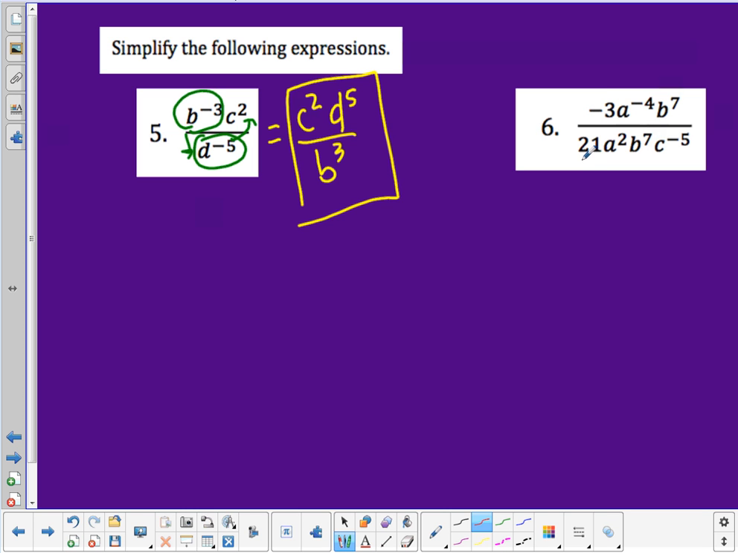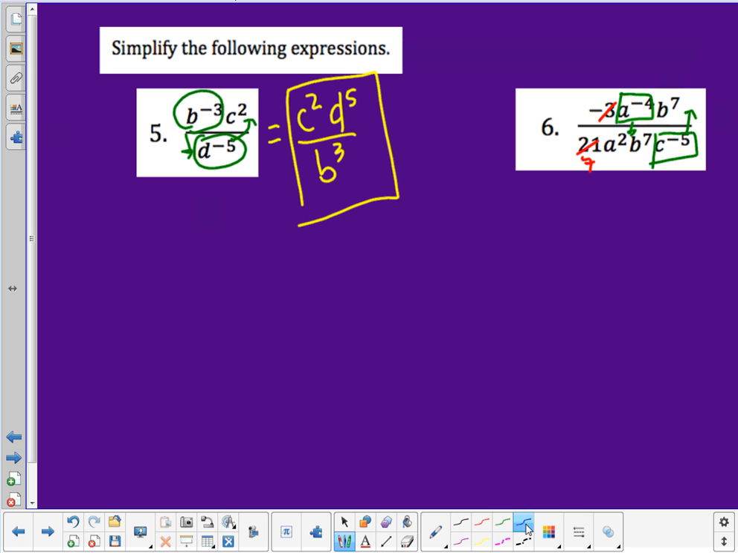That's one thing that I see that I can fix. So 3 over 21 is the same thing as, if I take out the common factor of 3, 1 over 7. So I'm going to make that a 7. Then I have this a to the negative fourth that I know I need to move down below. I have this c to the negative fifth that I know I need to move up above.